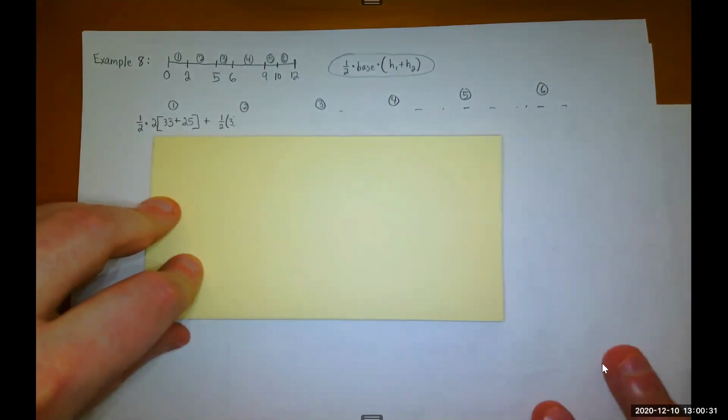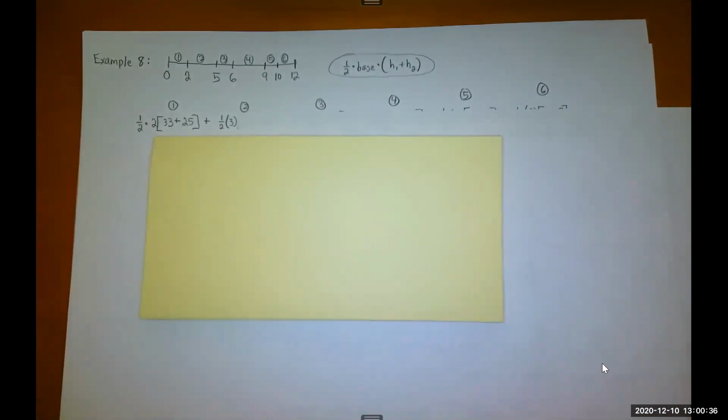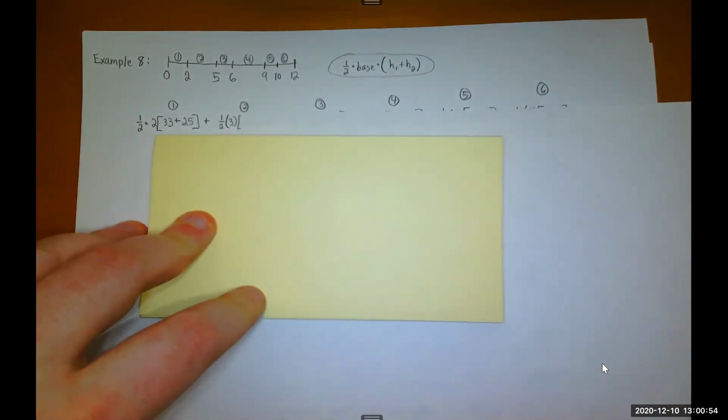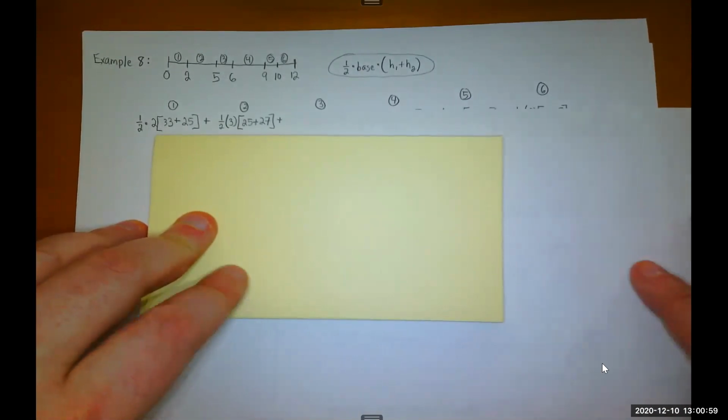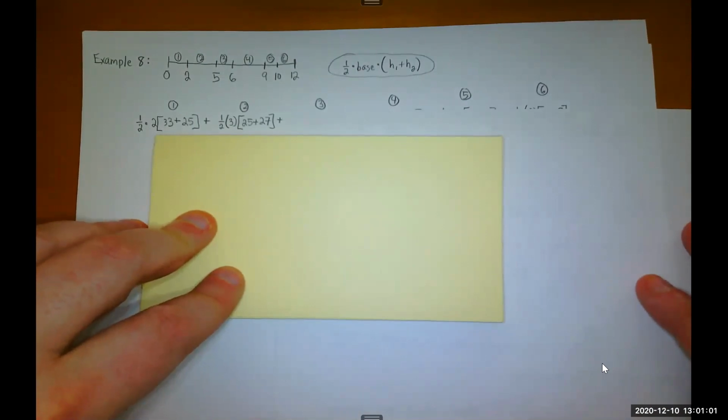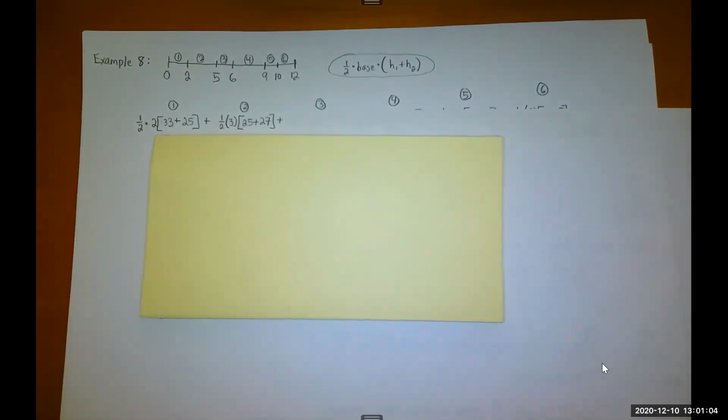The second trapezoid is going to be 1/2 times 3. How come 1/2? Because there's a 1/2 in the area formula for a trapezoid. How come 3? Because if you're going from 2 to 5, that's 3 units. We need the height at 2 and the height at 5. Using the table, the function value at 2 is 25, and the function value at 5 is 27. Okay, 2 down, 4 to go.